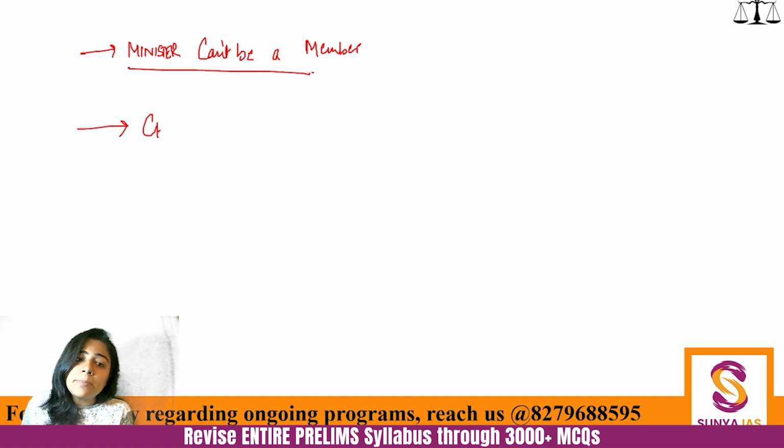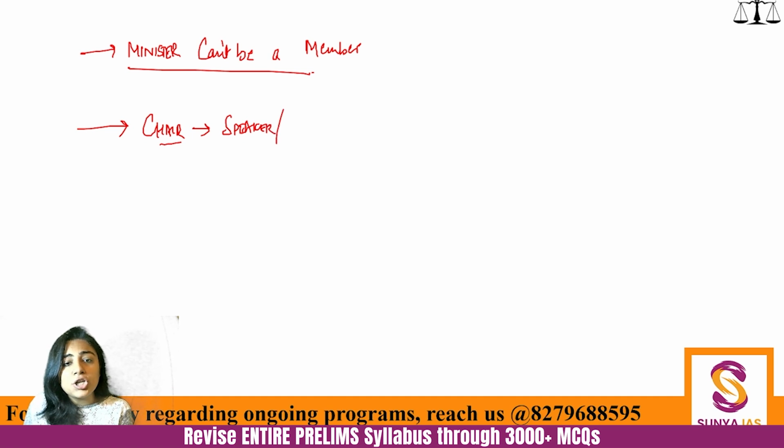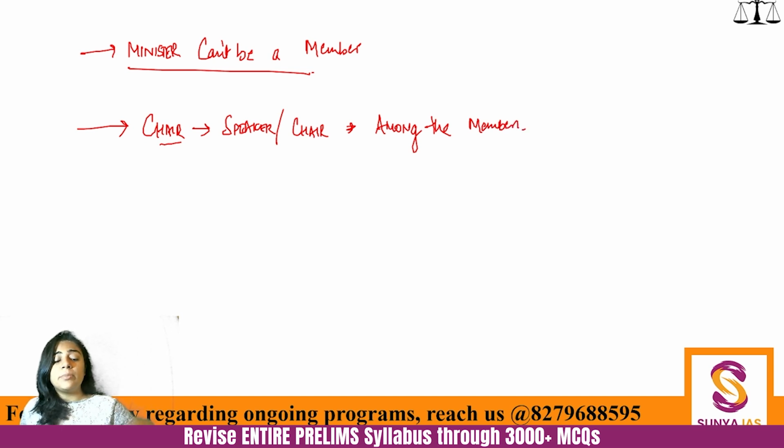Then who is the chairperson? Chairperson has to be from the opposition party. That is fine. But who appoints the chairperson? The speaker or the chair appoints the chairperson from among the members only. Among the members. So there are 22 members in the Public Accounts Committee. Within those 22 members only, the chairperson has to be appointed. I hope you understand that and there is nothing that you are confused about.